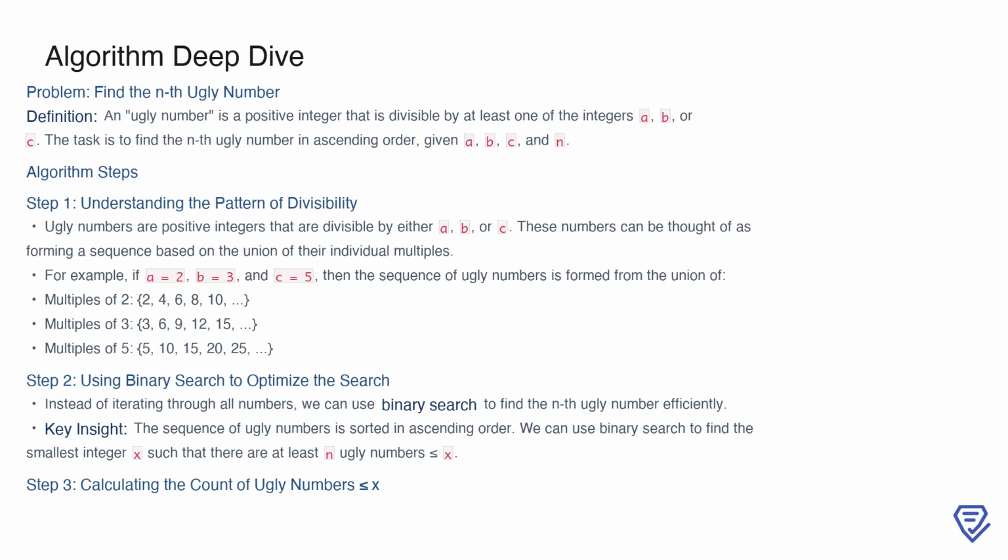The key idea here is that we can narrow down the search space by finding the smallest integer x such that there are at least n ugly numbers less than or equal to x. This approach significantly reduces the computational cost compared to brute forcing through all numbers.